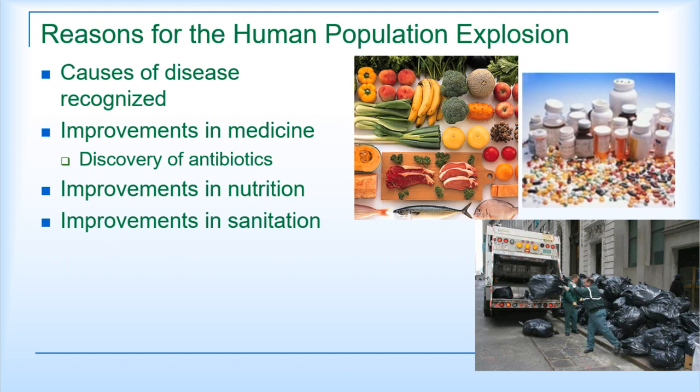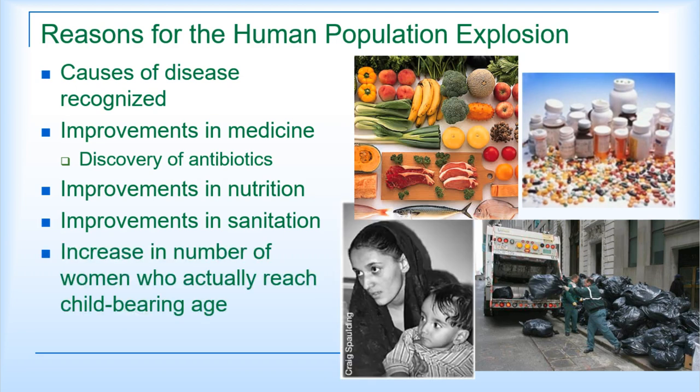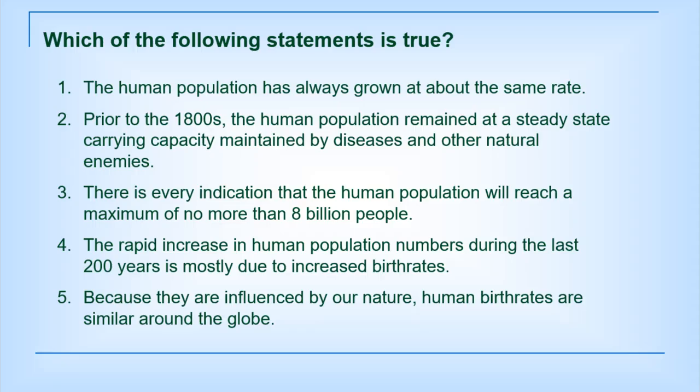Sewage, right? Being able to remove that from society, the disease-causing components there, being able to clean water, and then being able to clean new water coming in has prevented all kinds of death. And then the other thing is, because of all that, there's an increase in the number of women who actually do reach childbearing age. And so more women get to the point where they can have babies. So there's lots of reasons for our population to be growing at such a huge rate, right?